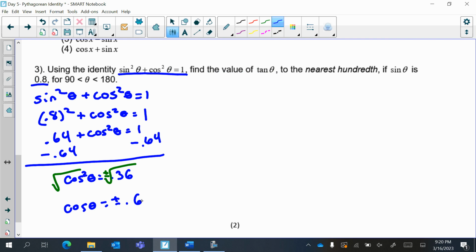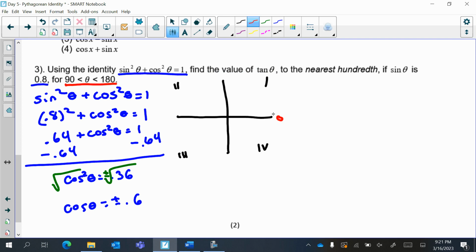Your goal is to figure out whether it is the positive or the negative. So what you're going to do, you're going to make your quadrants. Again, 1, 2, 3, and 4. And they're specifically telling you that you're between 90 and 180 degrees. These are your quadrantal angles. Quadrantal angles block off each of the quadrants.